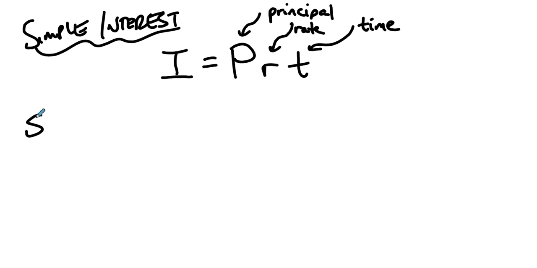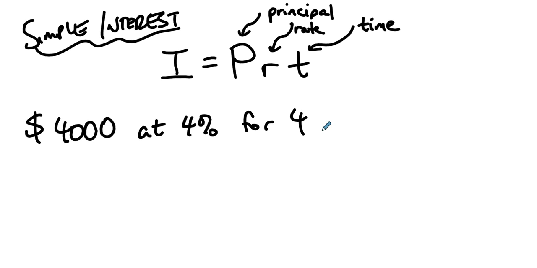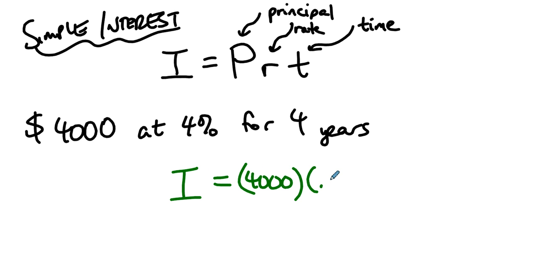So if we bring $4,000 to the bank and we invest it at 4% for 4 years, then the interest that one makes on that is $4,000 times 0.04 times 4. That's got to be like $640 or something like that. That feels big. Nope, that's definitely right. $640 in interest.